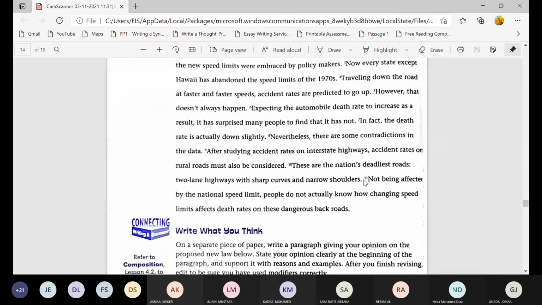Okay, 11. Not being affected by the national speed limit, people did not actually know how changing speed limits affect death rates on these dangerous back roads. So it will be: not being affected by the national speed limit, people do not actually know how changing speed limits affect death rates on these roads. Is it correct? Modified people? Yes, because we have people here.